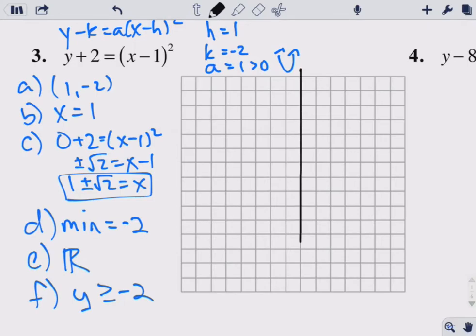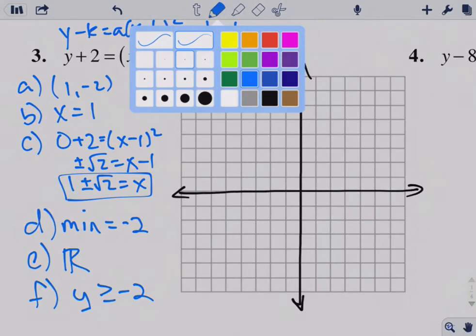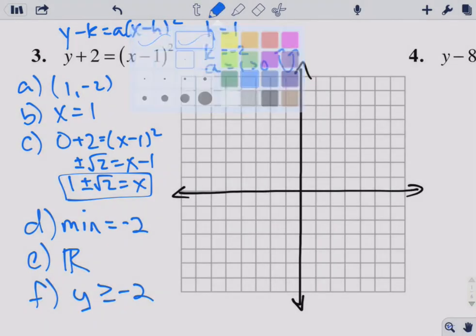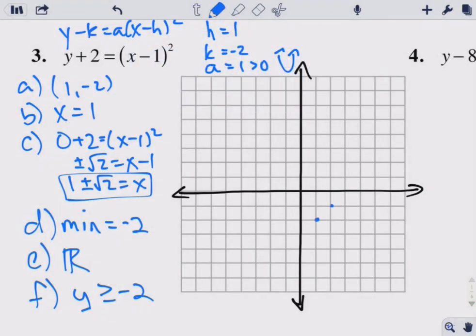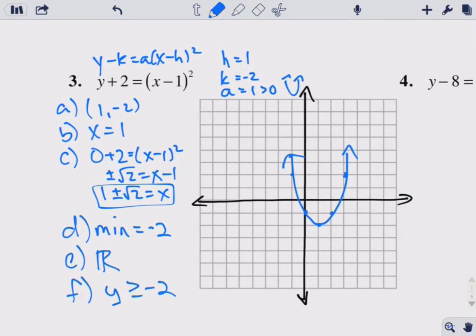Now we come over here and we graph it, 1, negative 2, and it opens up. So put our line here, put our line here. Alright, 1, negative 2 is right 1, down 2. We're going up 1, right 1, up 3, right 1. Then go up 1, left 1, up 3, left 1. And there we go, graphed. So there's all the information on that one.